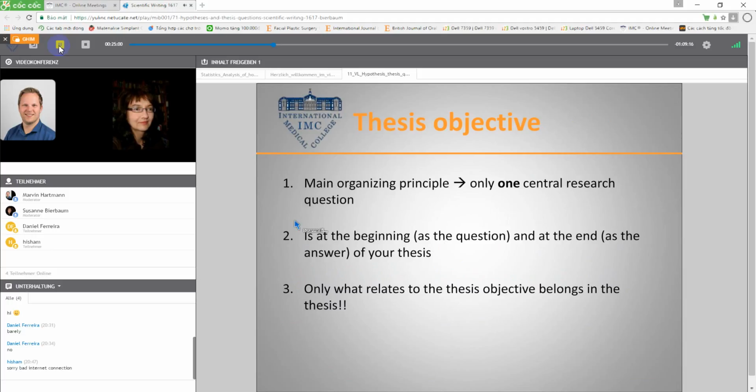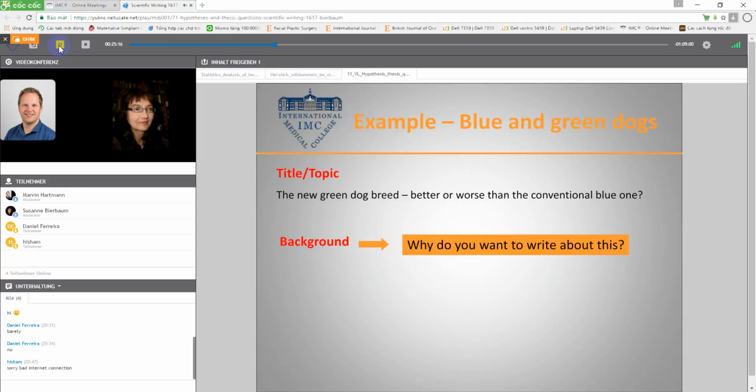And as you know, as I've said several times, the objective, it's the key. Main organizing principle. At the start of your thesis, you ask a question. At the end of your thesis, you answer it. And that, of course, means only stuff that belongs to the objective belongs in the thesis. True for every other type of publication, true because it expects something. That's another example, nothing to do with teeth in this case. Very, very general. Maybe 2 different types of dogs. Which is better? The new one or the old one? New green conventional or the conventional blue one?